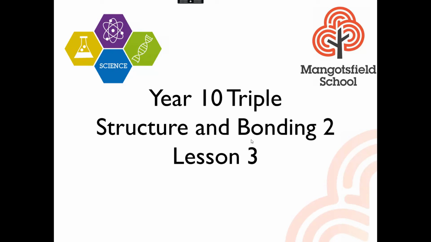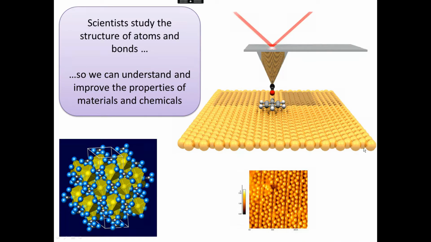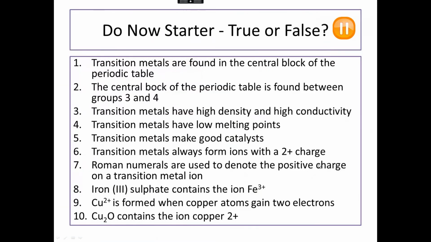And here we go with lesson 3 of the Year 10 Triple Science topic, Structure and Bonding 2. We study the structure of atoms and bonds so we can improve the properties of materials and chemicals. Now, last time that was about transition metals. So here's a quick quiz to test your memory of last lesson.